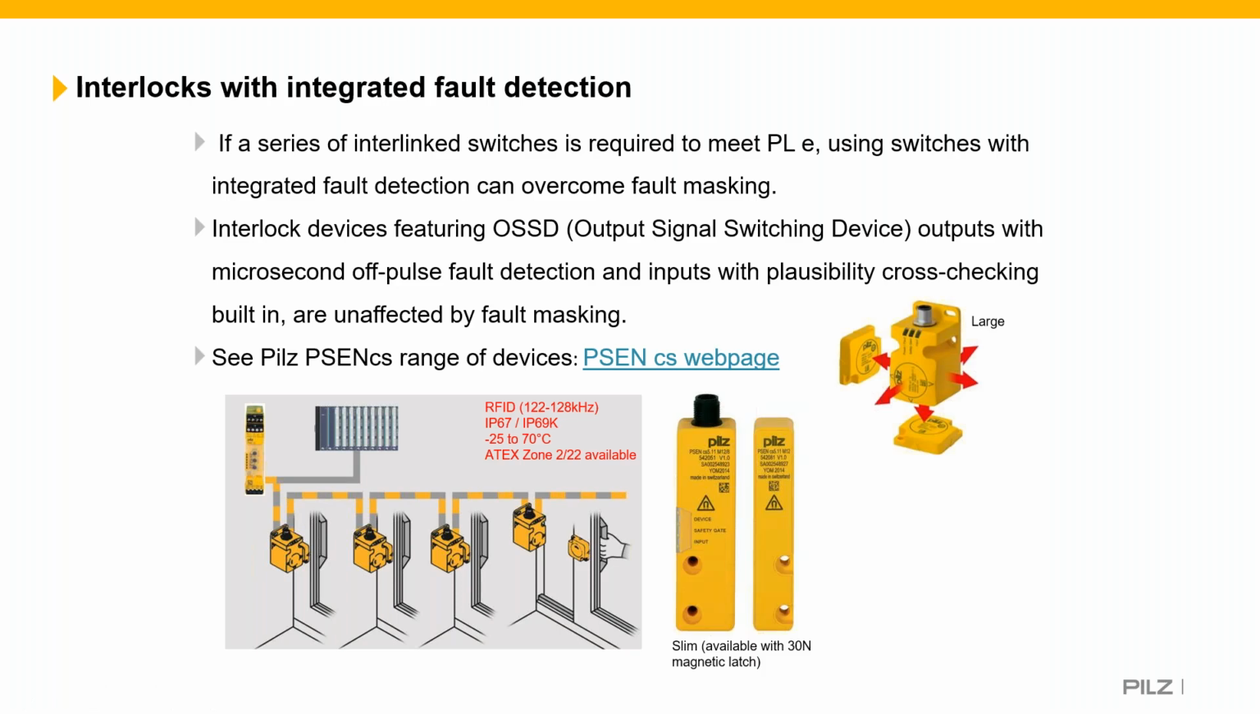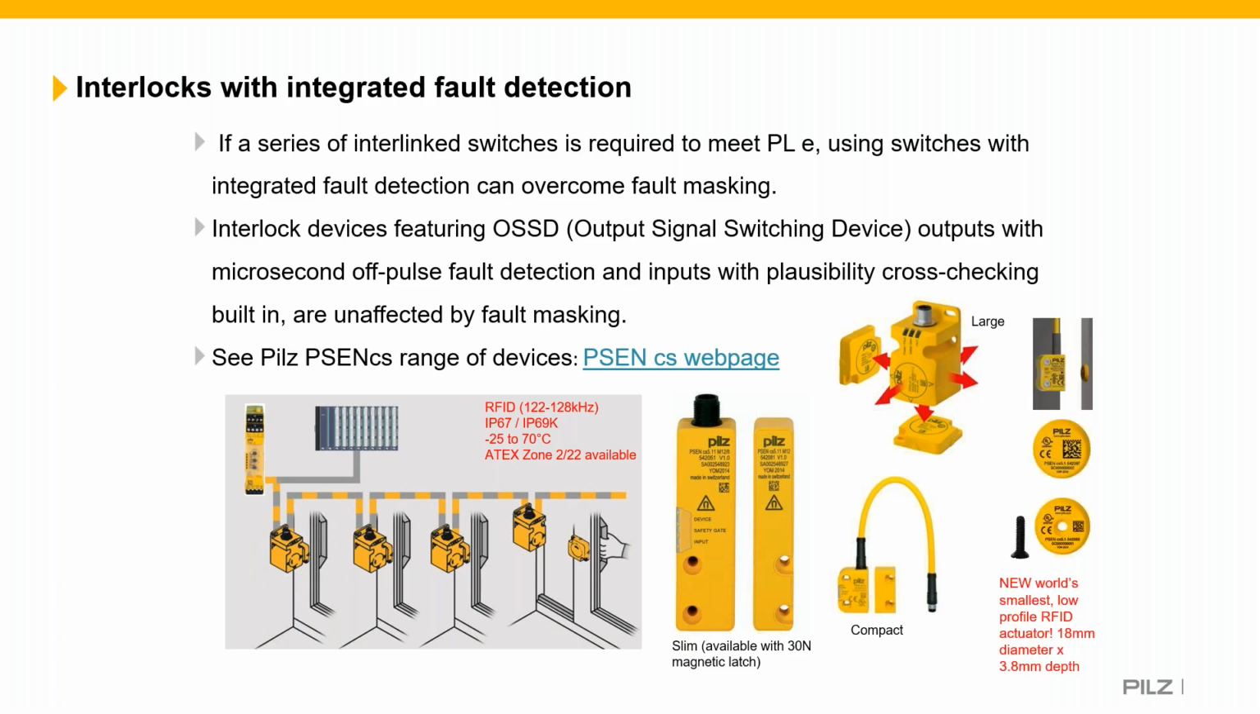and they come in different shapes and sizes depending on the application, and the actuator can be mounted in various positions and forms. And we also have the world's smallest low profile actuator, which can be used with an adhesive to locate it onto the machine. And if it's peeled off, then that would destroy the actuator, so it can't be used.